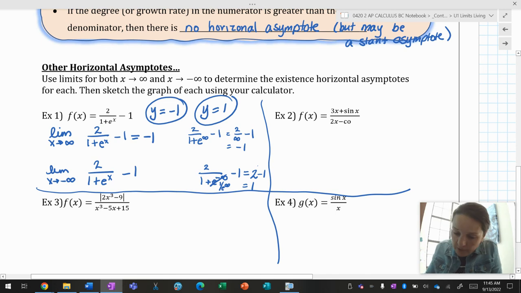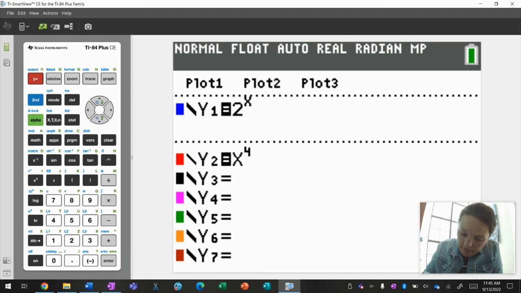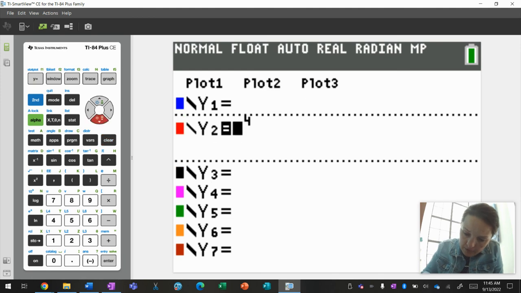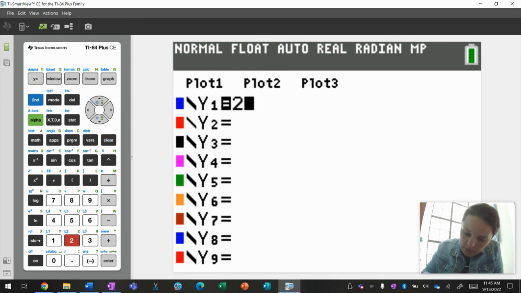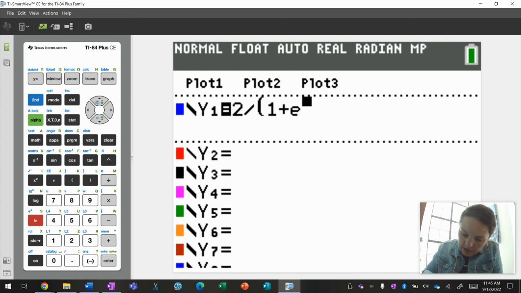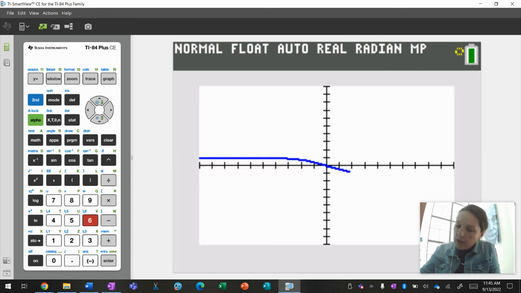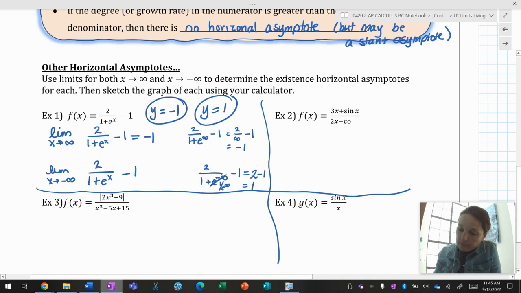So if I pull this up on a calculator, I have 2 divided by 1 plus e to the x, minus 1. And if we graph it, you can see that there are 2 horizontal asymptotes there. All right, couple more. I believe this is supposed to say cosine x. Sometimes OneNote eats my things.